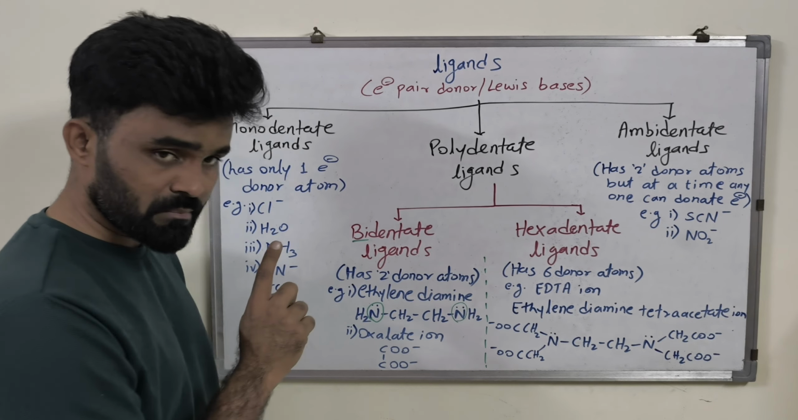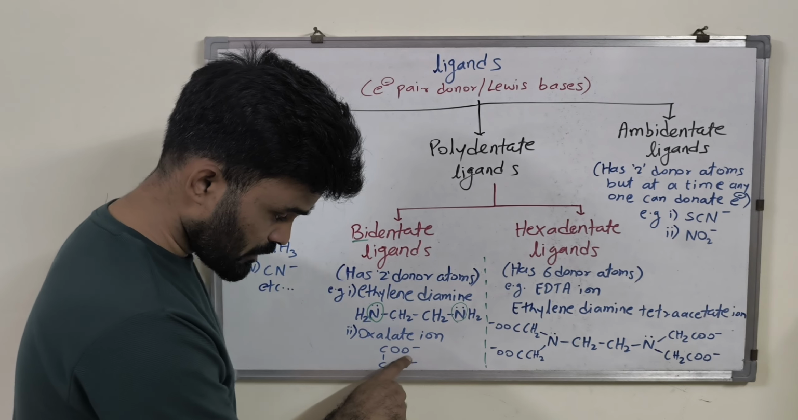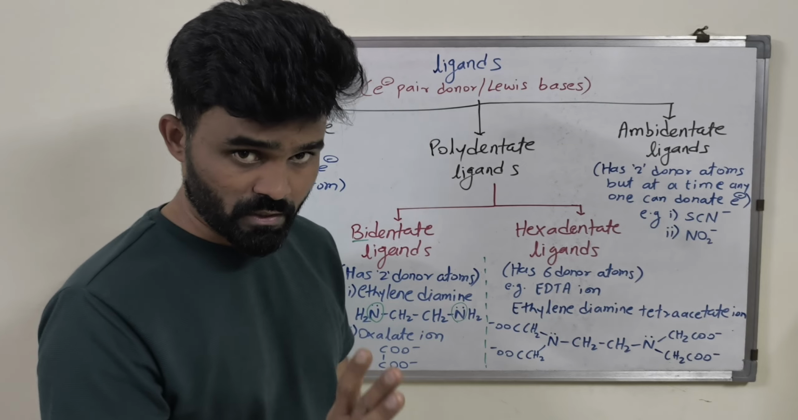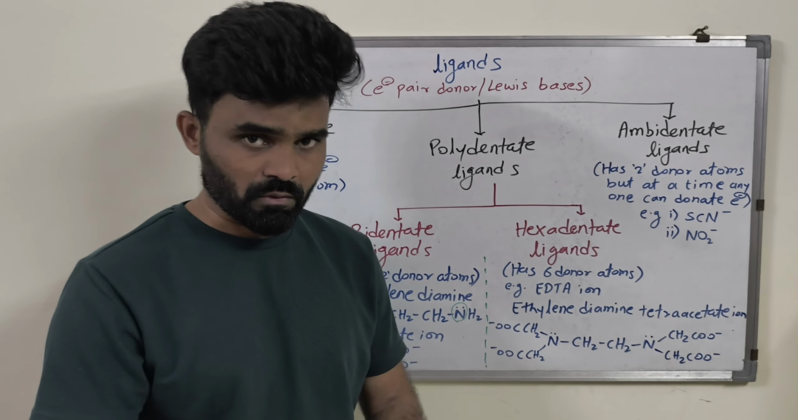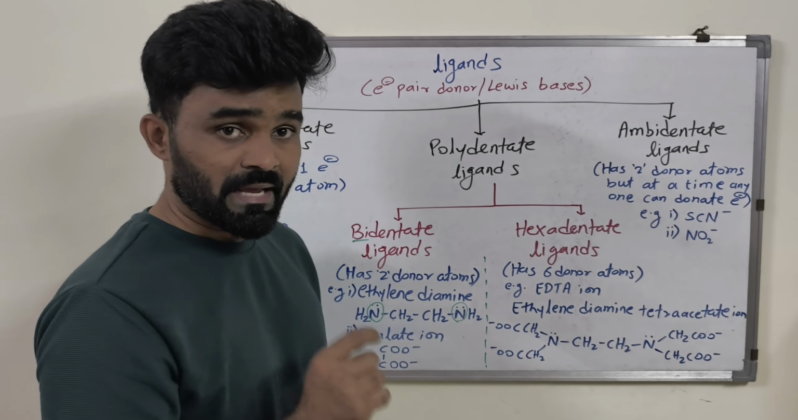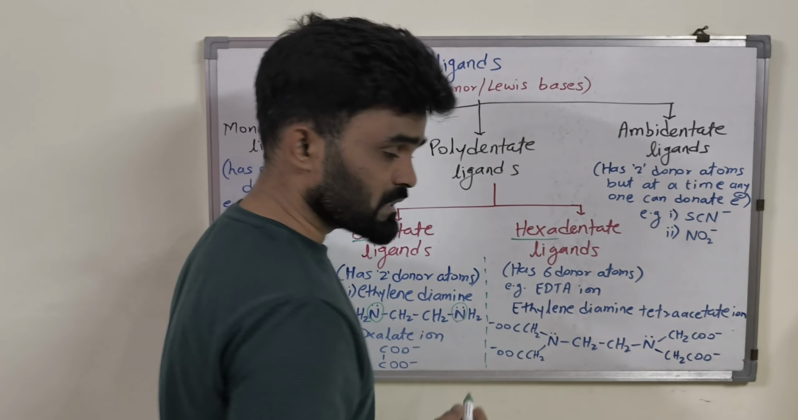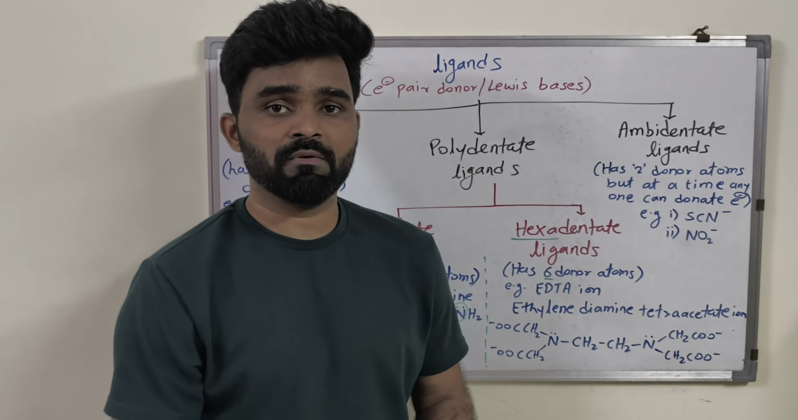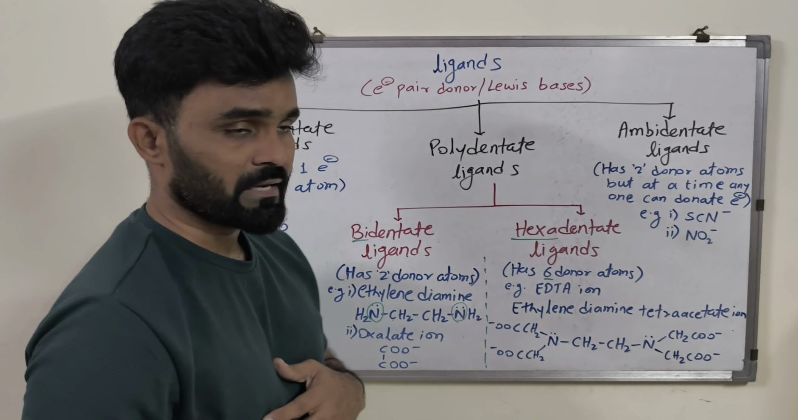Oxalate ion is also an example of bidentate ligand. 1 and 2. Both oxygen can give electrons easily. Okay? Not easily, but yes, they give electron. Hence it is bidentate ligand. Hexadentate. Hexa means 6. So it has 6 donor atoms. We have only one example for this, and that is EDTA ion.